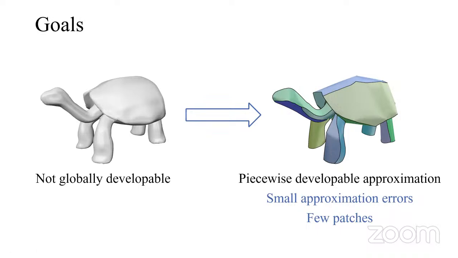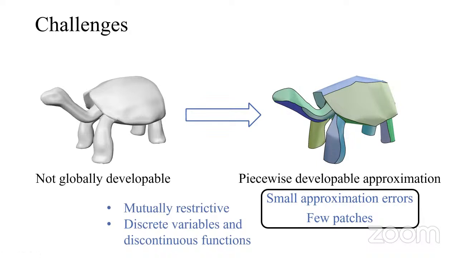The requirement contains two main goals. The first one is that the approximation error between the input and output meshes is small. And the piecewise developable surface has a small set of patches. However, this problem is challenging, and there are two common reasons. First, these requirements are mutually restrictive. As we know, a smaller approximation error often requires more patches, so it often leads to many patches. Second, the number of patches is a discrete variable, and the approximation error, often measured by the Hausdorff distance, is a discontinuous function. So these discrete variables and discontinuous functions make it difficult to achieve the goal.